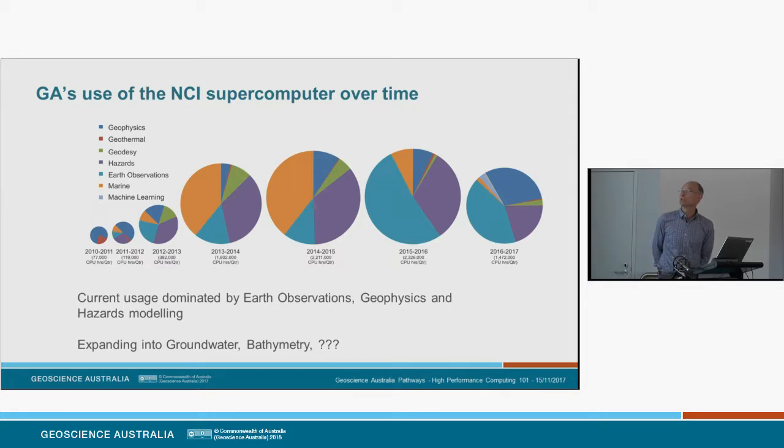So how does GA use the supercomputer? You can see that we started using the supercomputer, and these pie charts are scaled based upon how much usage we've had over time. And then the colors I've broken up to show the theme, so what types of work. We started off in 2010 primarily doing Earth observations and geothermal work. Over time, this has evolved somewhat, and you can see now that our big users are Earth observations, geophysics, and hazards modeling.